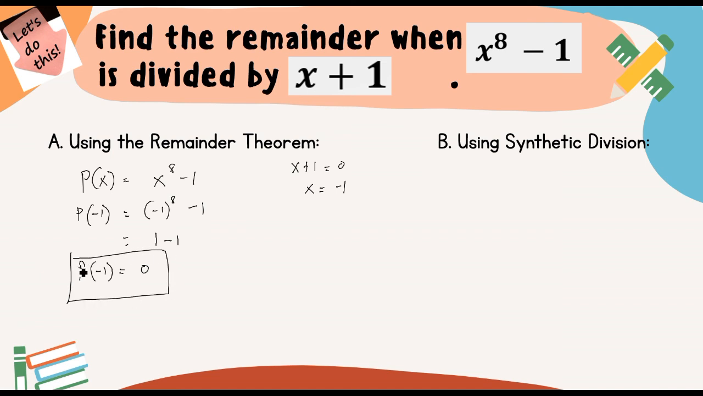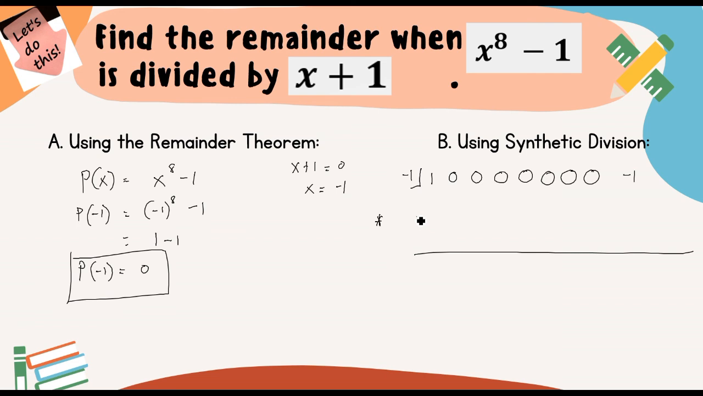Ngayon, check natin using the synthetic division. So, we will have, ang magiging degree natin ay 8. So, since x raised to 8, yun na po yung 1 natin, yung x raised to 8. X raised to 7 ay 0. X raised to 6 ay 0. X raised to 5, x raised to 4, x raised to 3, x squared, x raised to 1, and then x raised to 0. Okay? So, ang x natin is negative 1.